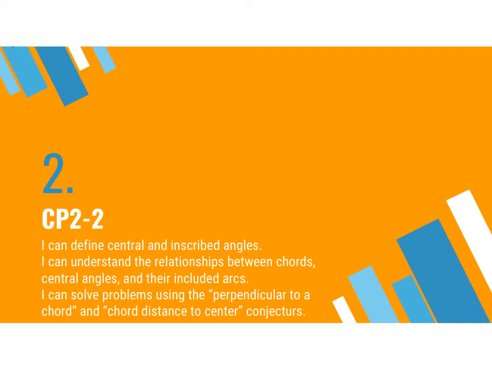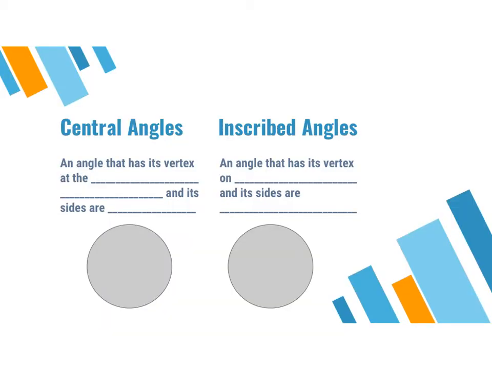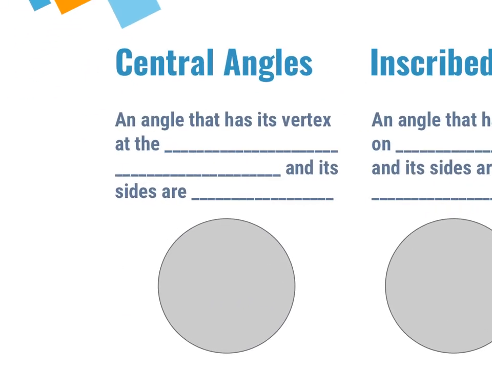CP2-2 is all about defining central and inscribed angles, as well as talking about the relationships that happen between chords, central angles, and arcs. So a quick review from yesterday: a central angle is an angle that has its vertex at the center of a circle, and its sides are radii. So it'll look something like this.